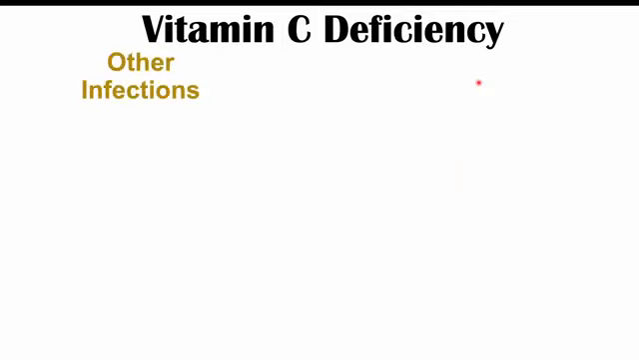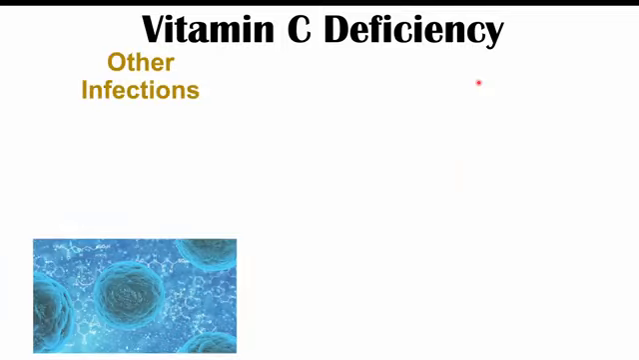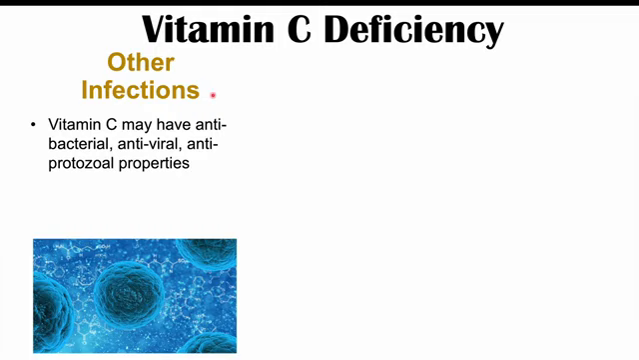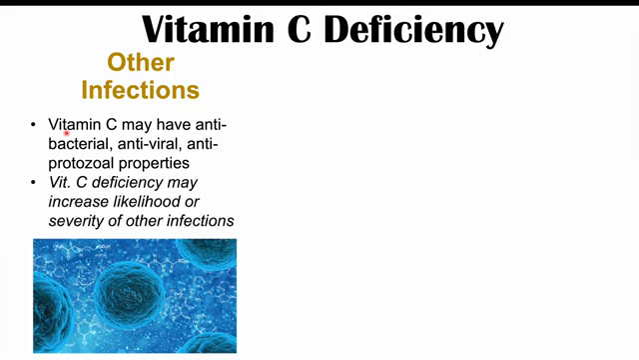Other infections may also be more likely to occur if you have a vitamin C deficiency as well, as vitamin C has been shown, at least in the lab, that it has antibacterial, antiviral, and antiprotozoal properties. So vitamin C deficiency may increase likelihood or severity of other infections, although there's not as much evidence for this as there is for respiratory infections.